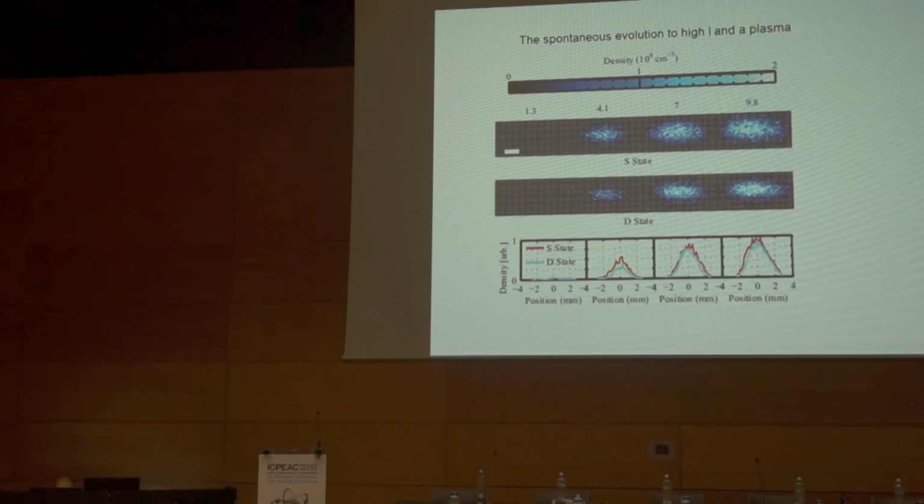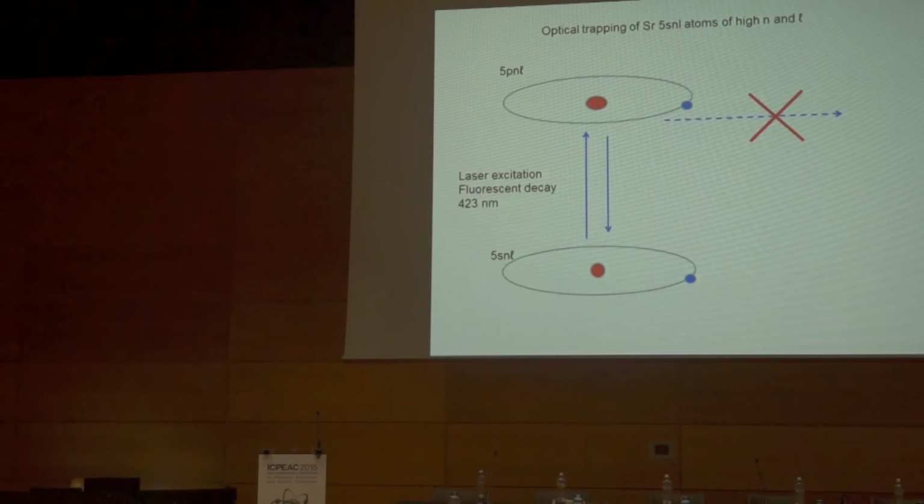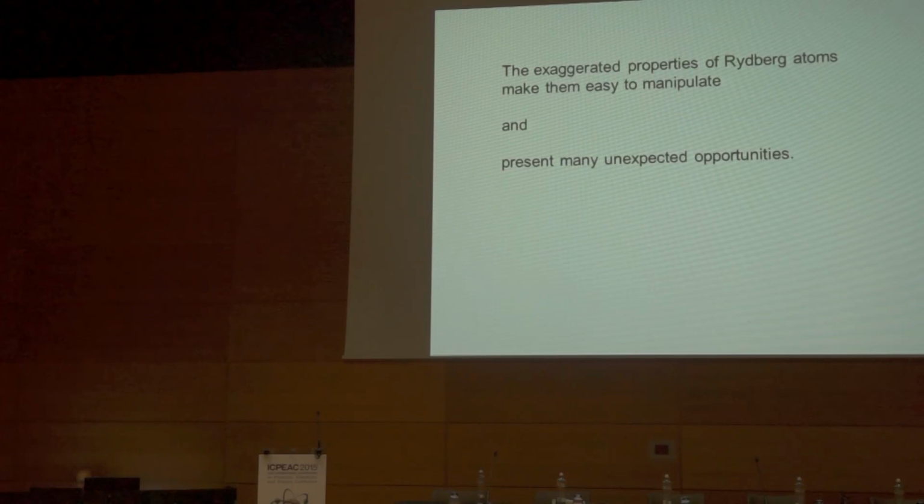So in my final two seconds, I'll just mention one last thing. The notion of having these high L Rydberg states suggests that maybe you can actually trap them. After all, if I have a strontium Rydberg state, strontium plus looks just like rubidium, and there's no reason why I can't trap that the same way that you trap rubidium in a MOT. The basic idea is if it's in a high angular momentum state, this electron, if it starts in 5s and L, just stays here. You excite the ion up and down, it fluoresces, and it will stay there happily for a long time. This hasn't been done yet, but several people are trying.